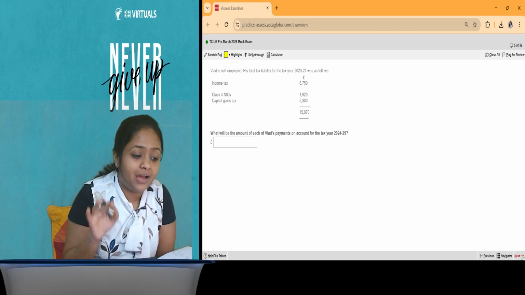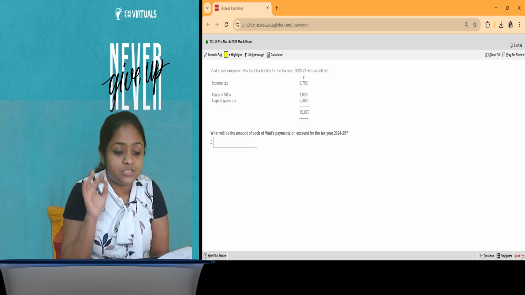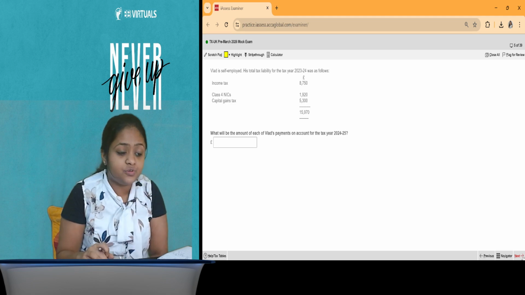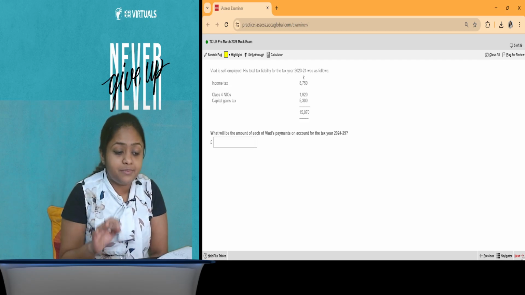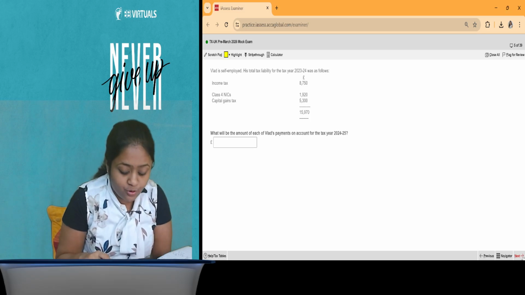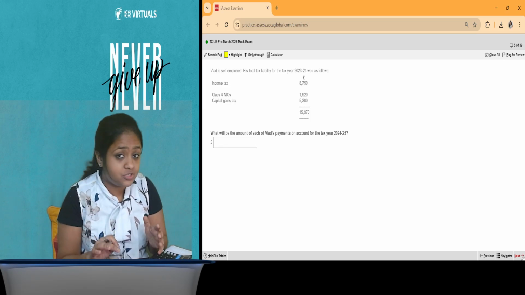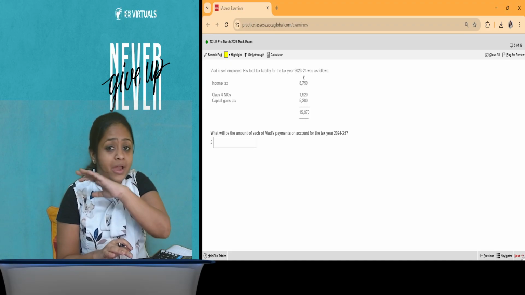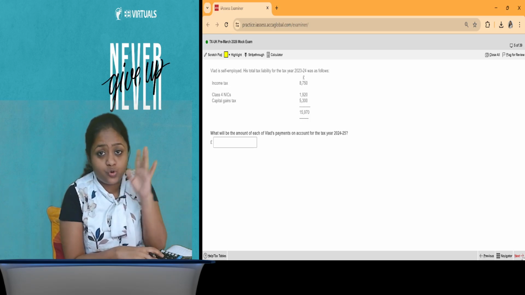So we are doing Vlad, who is self-employed. His total tax liability for the tax year 23-24 was as follows. Income tax 8750, class 4 NIC 1920 and CGT. What is the amount of each of Vlad's payments on account for the tax year 24-25? That's pretty easy. We will not take chargeable gains into account. We just take income tax and class 4 NIC, add the two and divide by 2, because each POA is an equal one. There are two POAs.